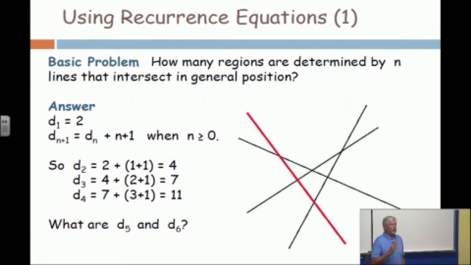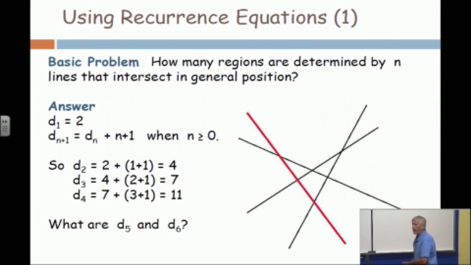The red line is the fourth line. 4 is 3 plus 1. So in my picture, I'm illustrating the case n equals 3. Before I put the red line up there, I had d_3 regions. I don't even know what d_3 is. I do, but I want to work it as if I don't know. Then how do I get d_4 from the knowledge of d_3?